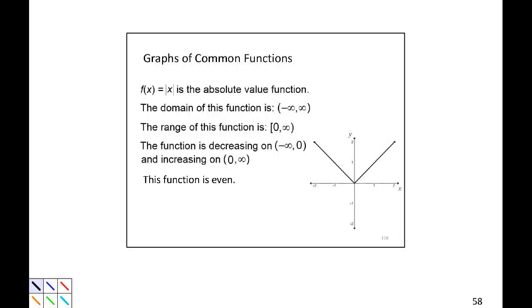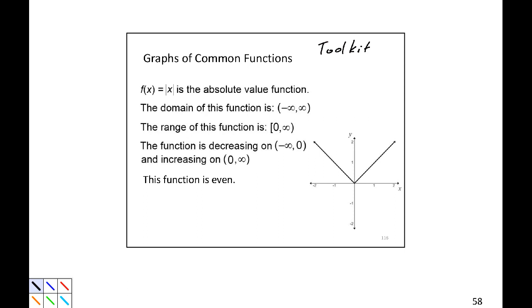First of the 6 common function types we're going to look at is the absolute value function. F of x equals the absolute value, indicated by these vertical bars, of x, is the absolute value function. Now, I like to also call these toolkit functions. So if you hear me say toolkit functions, that's what I mean.